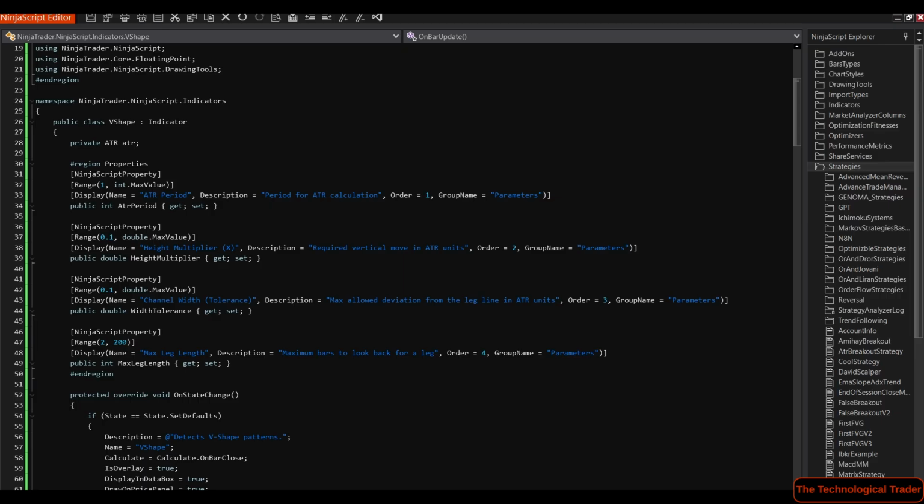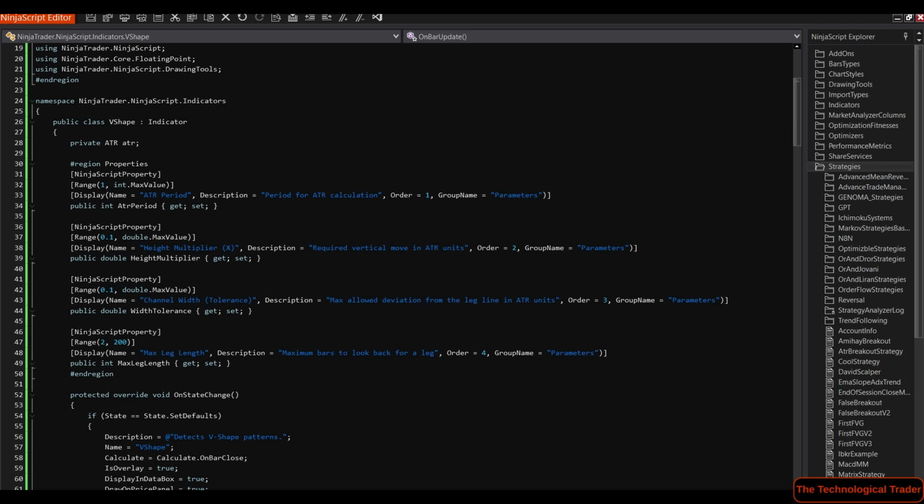Now, we're going to dive into the indicator code to show exactly how I define a V-shape. If you aren't a programmer, feel free to skip this section. But if you're interested in learning how to build things like this yourself, I do have a full course available.